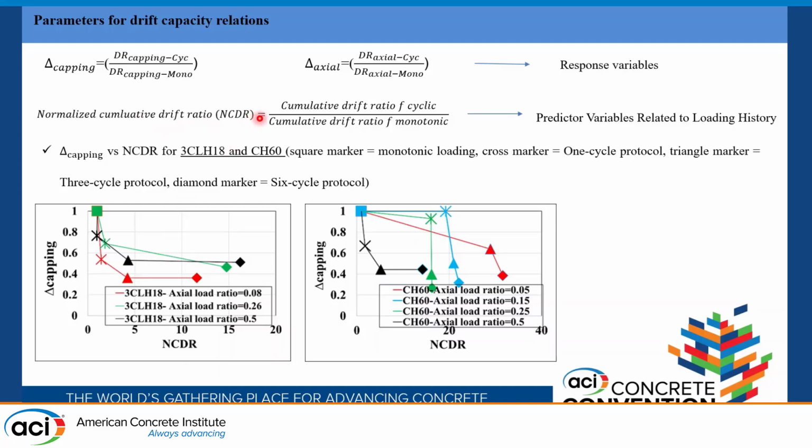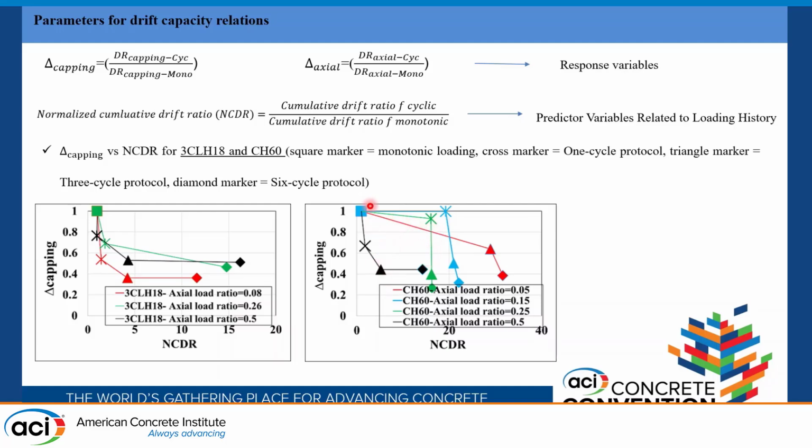So what does it mean? It means the sum of the drift ratio, the sum of the displacement that the column goes through for cyclic compared to monotonic. And we extracted the plot for all 116 columns. You see that because it is normalized to monotonic, we always start at the same point for all the columns, and then we see the drop. The green shows the 1 cycle, the black shows 3, and the red shows monotonic. And based on this drop, we found an equation, which we will talk about.